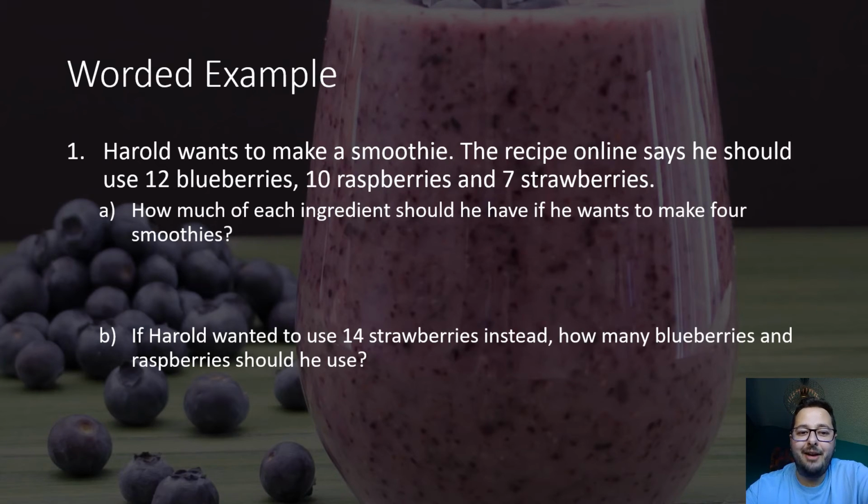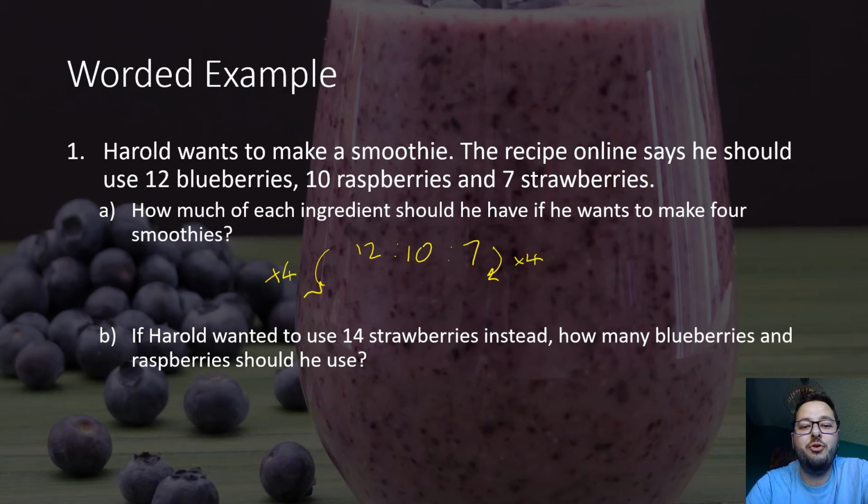Okay, number 1. Harold wants to make a smoothie. The recipe online says he should use 12 blueberries, 10 raspberries and 7 strawberries. Part A says how much of each ingredient should he have if he wants to make 4 smoothies. Okay, so the ratio is 12, 10, 7, and we want 4 smoothies, so we'll just times everything by 4.